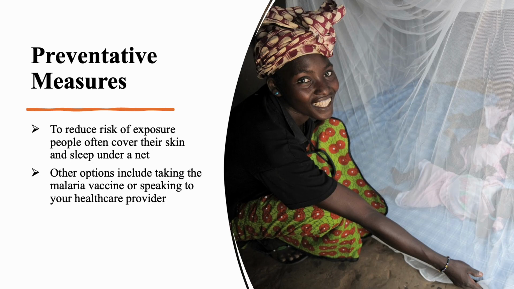Malaria is very easy to contract as it is mainly spread through mosquito bites. But here are a few ways to reduce risk of infection. Try to keep as much skin covered as possible, sleep under a net to keep out mosquitoes, take the malaria vaccine, or speak to your healthcare provider about what preventative measures should be taken before visiting a high-risk area.